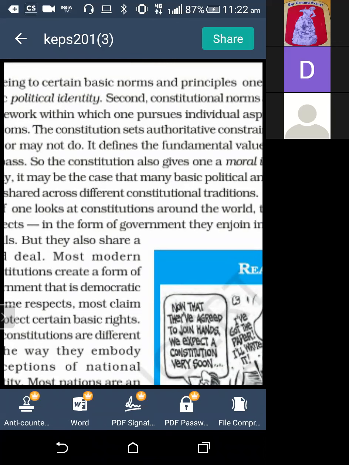It may be the case that basic political and moral values are shared across different constitutions and traditions. Your moral values are there. Your traditions are there. You can share them, but you cannot force them. For example, we don't have any national language. We have an official language. Hindi could be your official language. Yes, but it's not a national language.